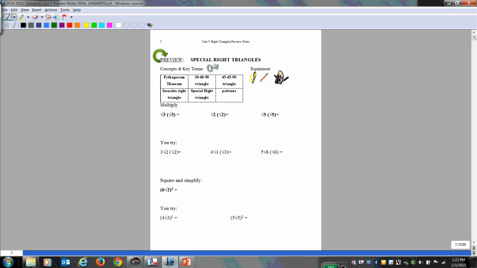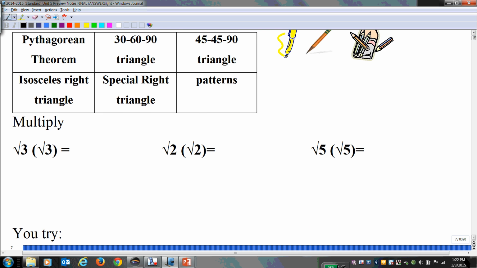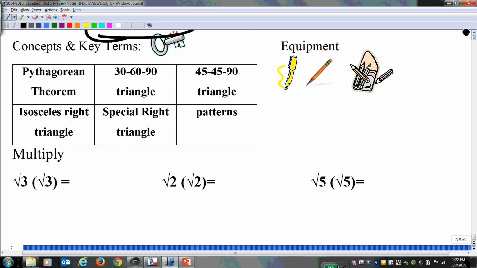Okay, today we're going to focus again on right triangles, but something called special right triangles. By the time you're done with today's lesson, you're going to be familiar with these terms: Pythagorean Theorem, a 30, 60, 90 triangle, a 45, 45, 90 triangle, an isosceles right triangle, a special right triangle, and we're going to be talking about patterns today.